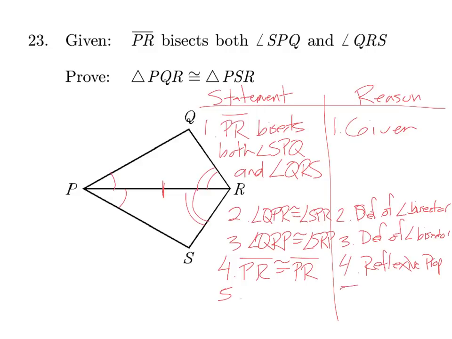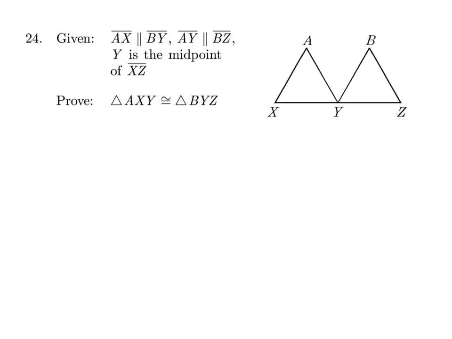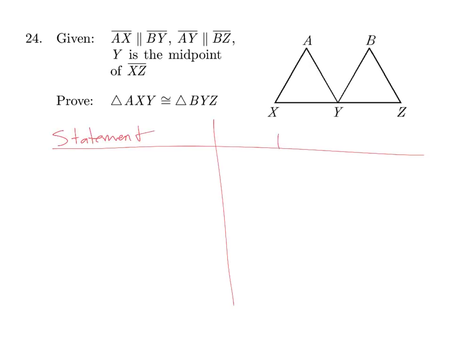And then I have triangle PQR is congruent to triangle PSR by what shortcut? Angle, side, angle. Done. Set up my 2 columns here. Statement, reason.